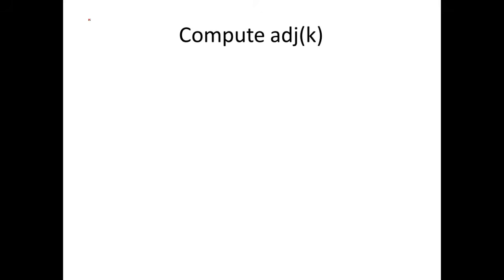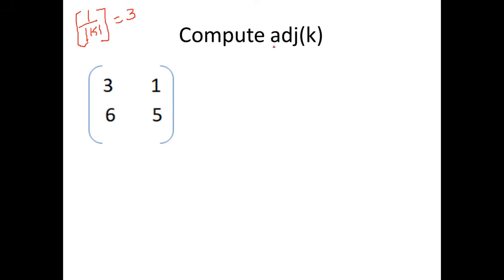So we have finished computing 1 by the determinant. So we finished computing this. The result here is nothing but 3. We know that. Now we have to compute the adjoint of K.